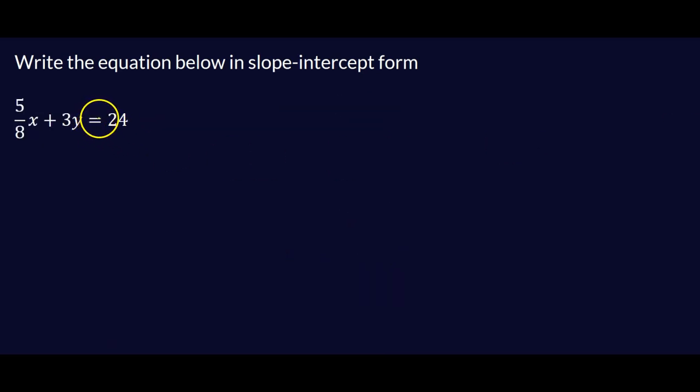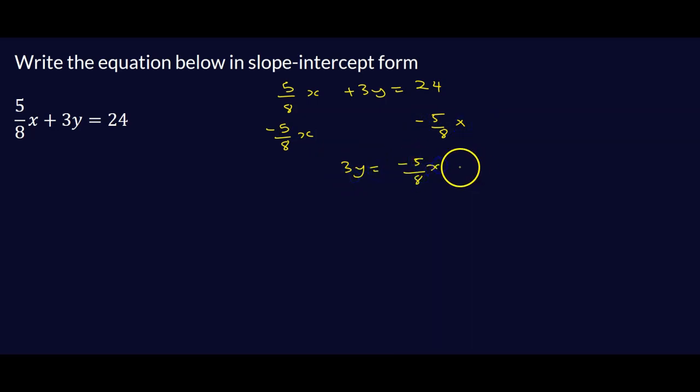Now we have some fractions, but I know sometimes fractions can be confusing and scary, but fear not. Let's just keep going through this. We're going to follow the principles. The principle is trying to make sure you can isolate y. So 5 over 8x plus 3y equal to 24. We're going to subtract 5 over 8x from both sides because we want y by itself. So 3y equal to negative 5 over 8x plus 24. Now you're going to divide every single term by 3.